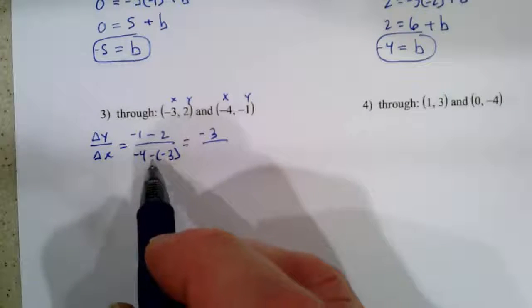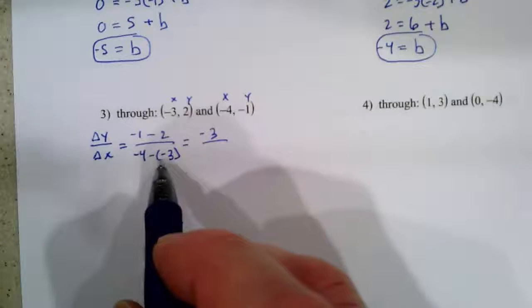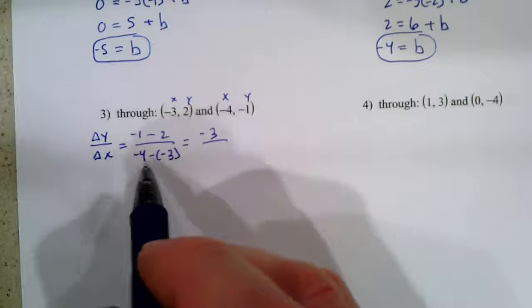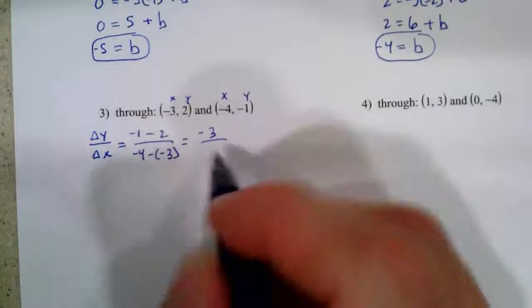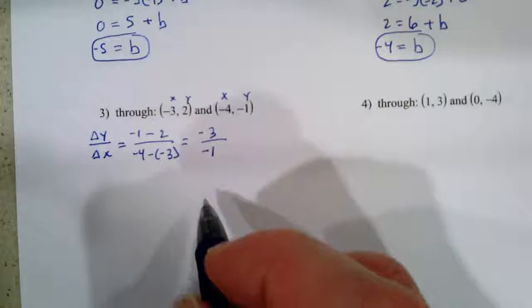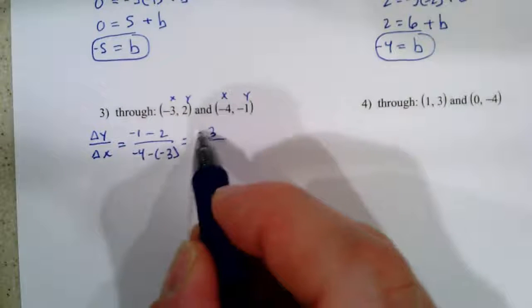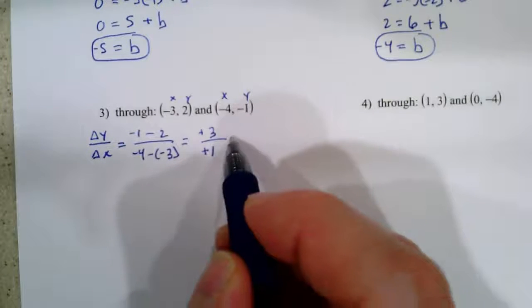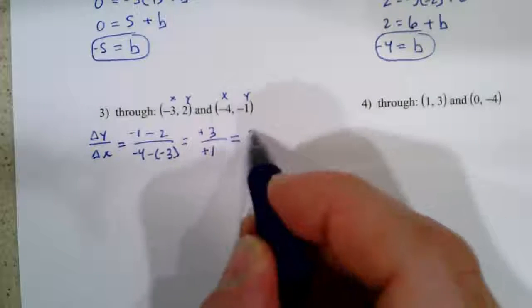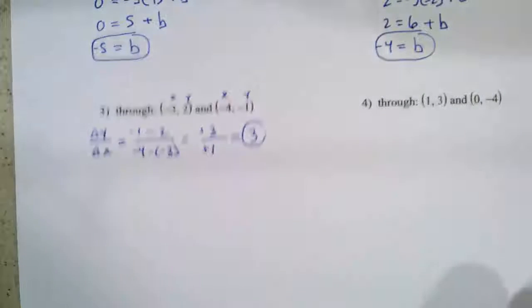Negative 4 minus a negative 3, well, minus a negative is the same as plus a positive, so negative 4 plus positive 3. So it's 4 degrees below, and it goes up 3 degrees. It's negative 1. The two negatives cancel each other out, so that's the same as positive over positive. And 3 over 1 is just 3.